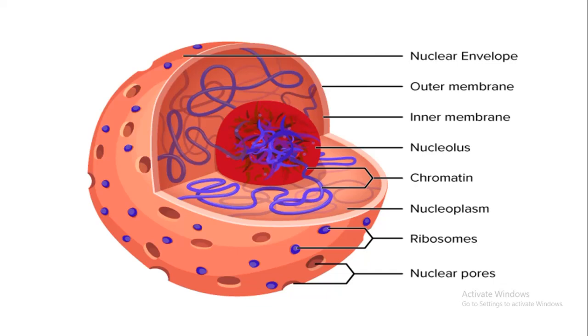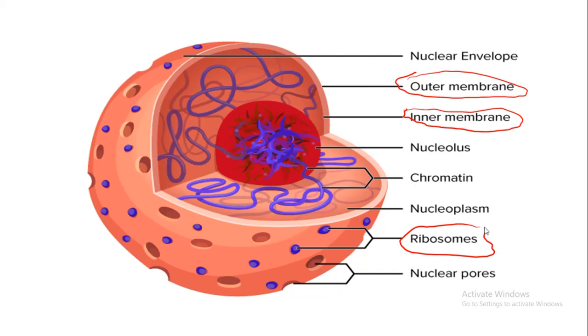Like I said, the nuclear envelope is the membrane around the nucleus, and it is a double membrane, having the outer membrane and the inner membrane. You need to understand that the outer membrane interacts with the cytoplasm, and in most cases, the outer membrane continues together with the rough endoplasmic reticulum. One thing you need to understand also is that the ribosomes are formed in the nucleus. So such content needs to be understood.